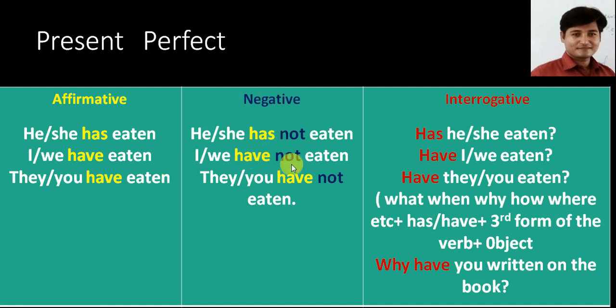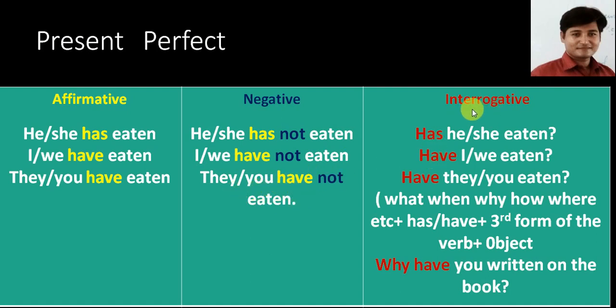The next structure is negative sentences. To convert the affirmative into negative, we use the word not after the helping verb. This one, that is blue in color, is the not. For example, he, she has not eaten. I, we have not eaten. They, you have not eaten.